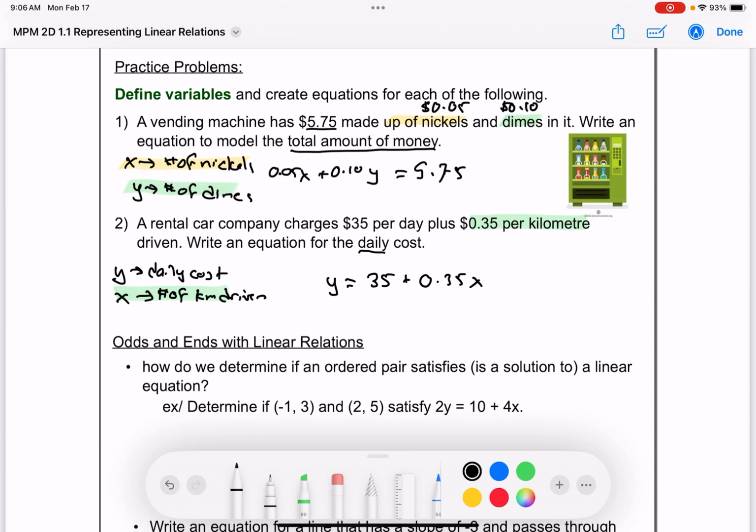Again, read it in words and be like, okay, the total daily cost is $35 plus 35 cents times the number of kilometers that I drive. Yep, that makes sense. If you multiplied 35 times X, it would be a really expensive car rental.